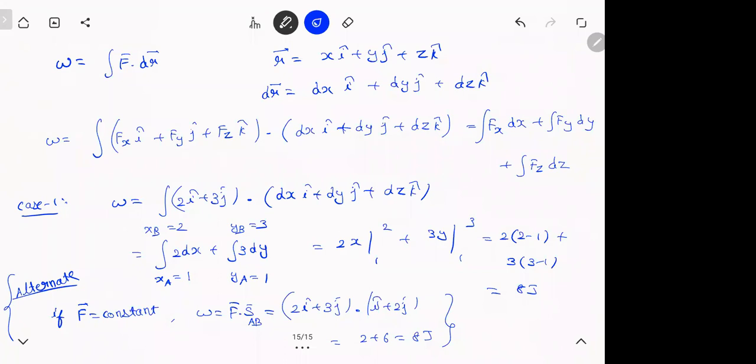Put this down. Any doubts on this page, please ask me. Next one, case 2.